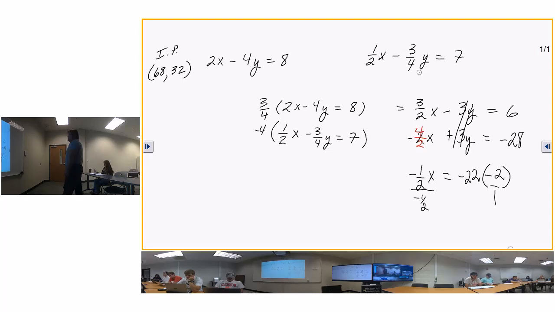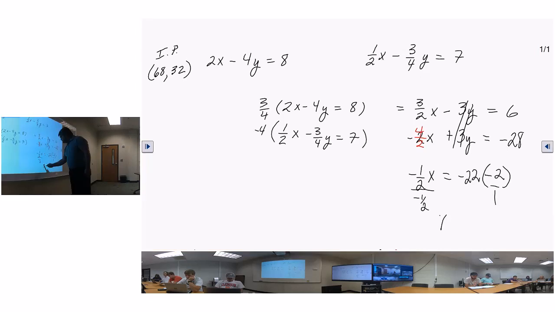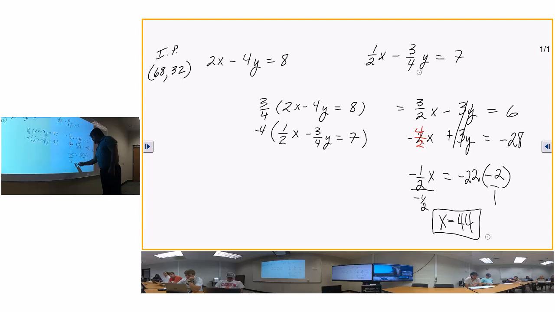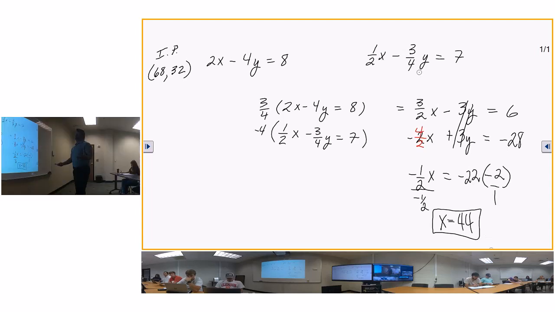I got x is equal to 44, and this brings up a good point. What happens if you get mixed numbers? That means you've got something wrong either with the substitution or the elimination. I'm pretty good with elimination, but my substitution I don't care too much for, so I would probably assume I did something wrong on the substitution, but who knows? Go ahead and check on your calculator and see what x is.